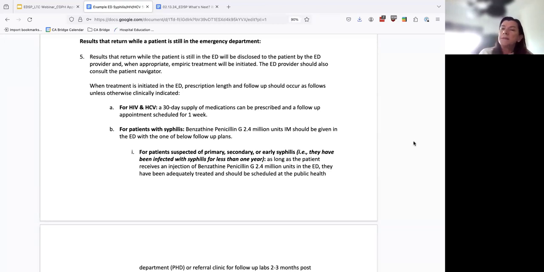Some EDs like to bring the navigator in at the same time that the provider does the disclosure, but the navigator is there. That's totally fine if you want to do that. I think it's sometimes helpful, and it brings the navigator's skills up to speed more quickly.